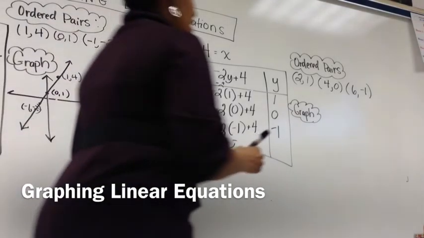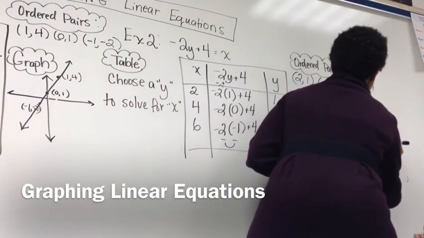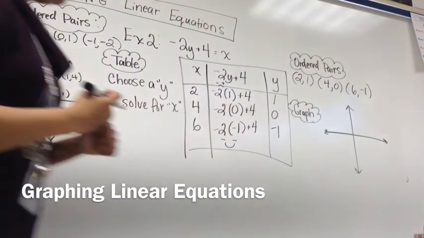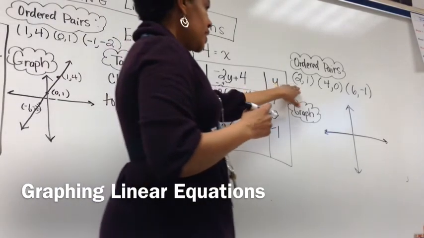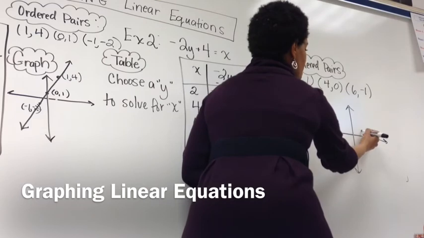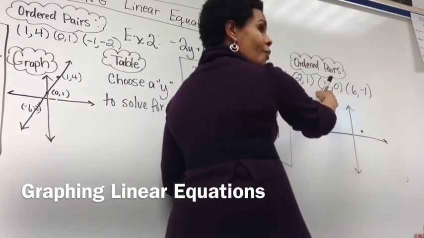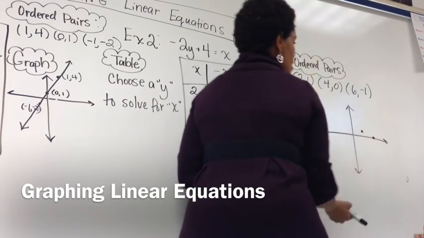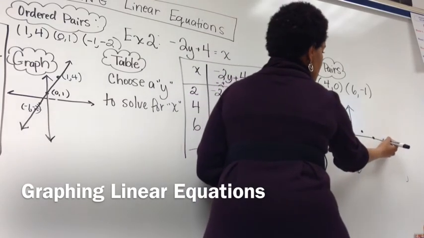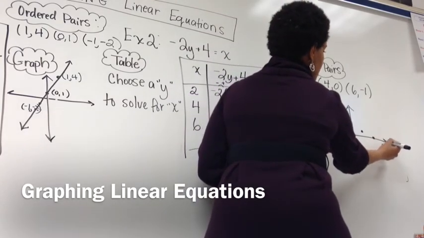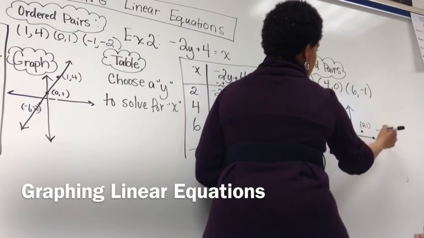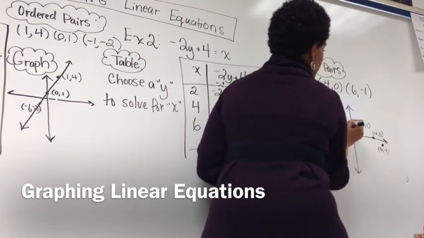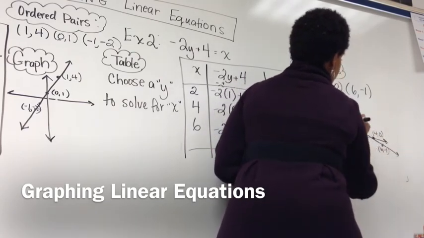And then again, I'm just going to sketch this graph. You guys are doing awesome. Roughly 2, 1, over 2, up 1, about here. 4, 0. We go all the way over to 4. We're not going to go up or down because that y value is 0. And then 6, negative 1. It's going to be about here. And then, of course, we're going to connect those points with a line.